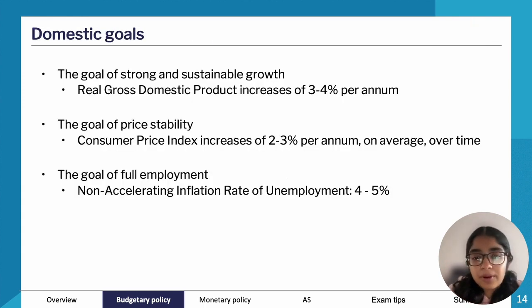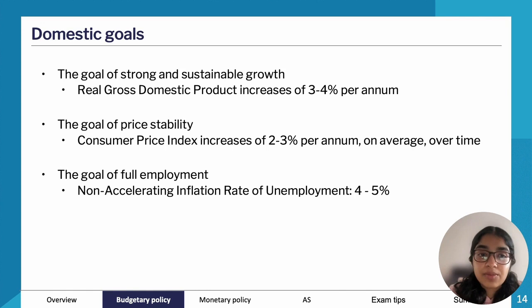But this is the more important part. So our domestic goals, those are the goals that the government is trying to achieve. You need to be able to identify each of those 3 goals, define them, and explain how different policies have an impact on each of the goals. We've got strong and sustainable economic growth, price stability, and full employment. Those are our 3 goals that the government tries to achieve.